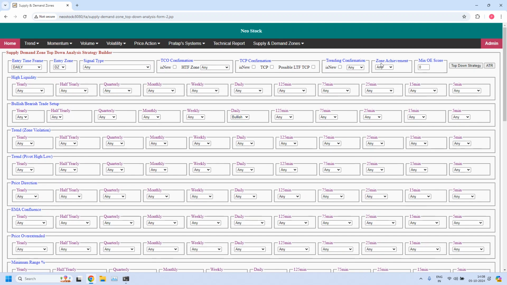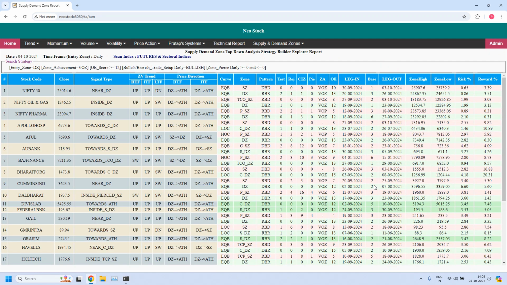Next parameter, zone achievement should always be violated opposing zone. Next, minimum odd enhancer score should always be 12 for bullish or bearish trade setup. And all the three filters are applied to daily demand zone. Now let's verify. So all these stocks are currently supporting bullish trade setup for monthly income trade, that is entry time frame daily.